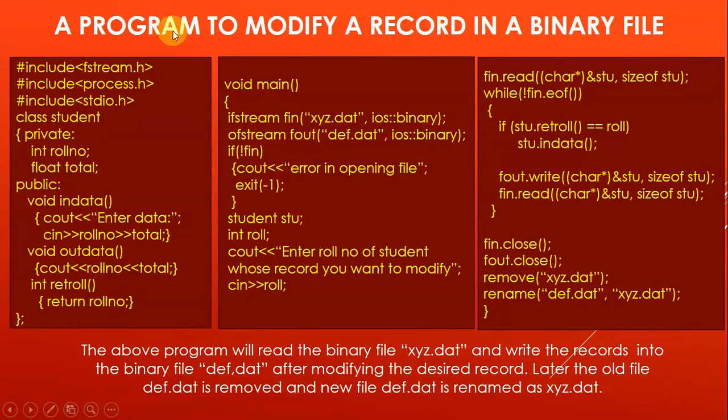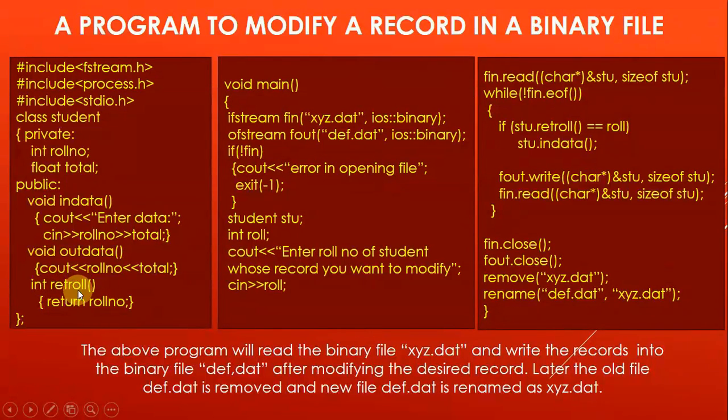Now let us do a program to modify a record. To modify a record, we are creating a class student, which has 2 data members, roll number and total, a member function indata to input the values in these data members, and a member function outdata to display the data. There is one more member function, int retroll, which will simply return the data member roll number.